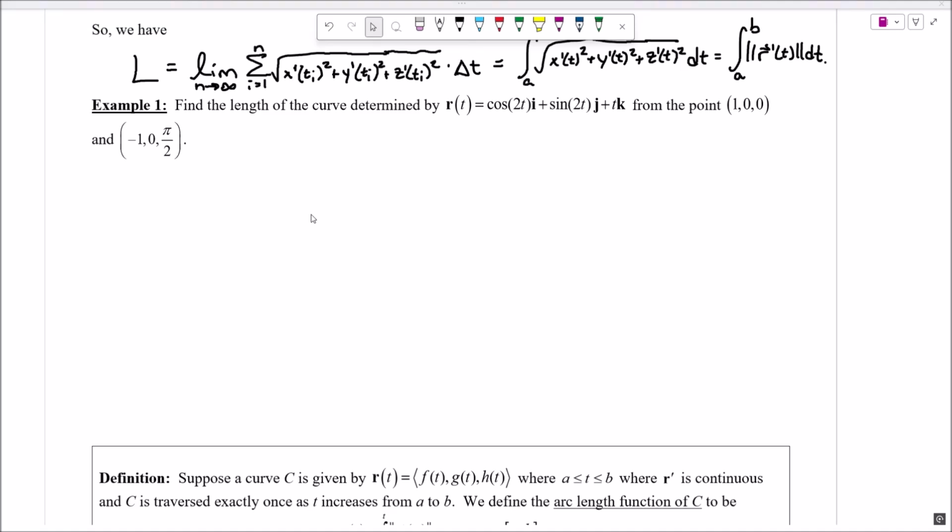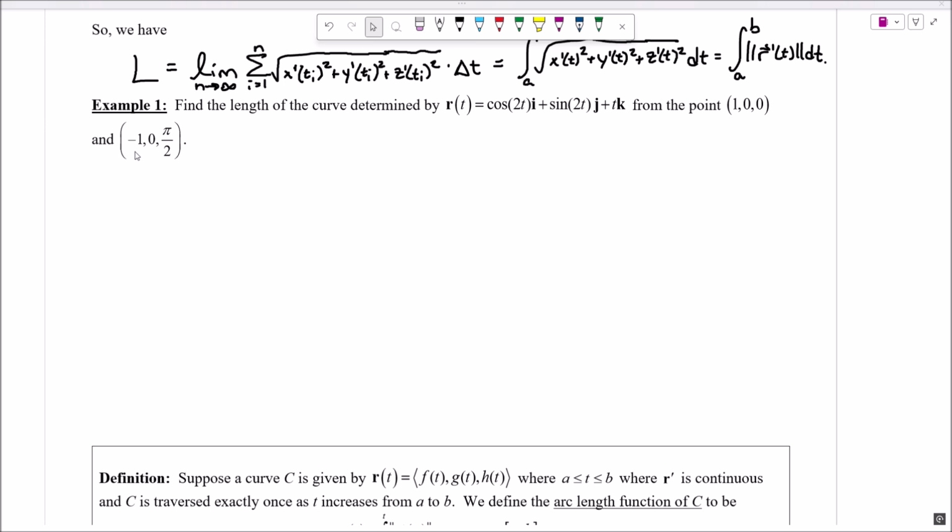In this video, let's take a look at example 1 and see how we can actually use the theorem that we talked about in the previous videos to find the arc length for a specific function. So here we want to try to find the arc length of the r of t that's given, specifically from one point to this other point.